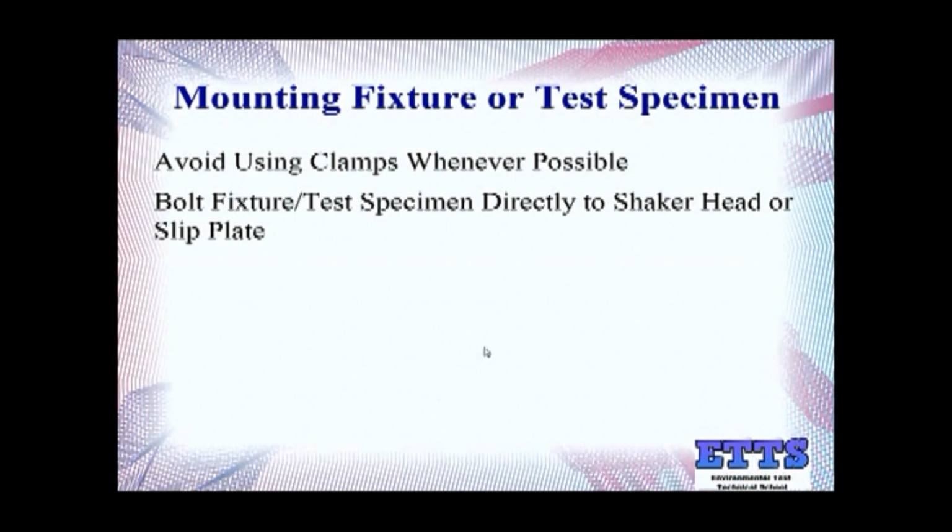Bolt the fixture and test specimen directly to the shaker head or slip plate. You do not want to have a stack of interfaces. You will only want to use a fixture mounted onto your shaker head or the armature, or onto your slip plate, and then you want to have your test specimen mounted to the fixture. Even more ideal is if you could mount the test specimen directly to the shaker. Whenever that's possible, that will give you the best input energy into your test specimen.